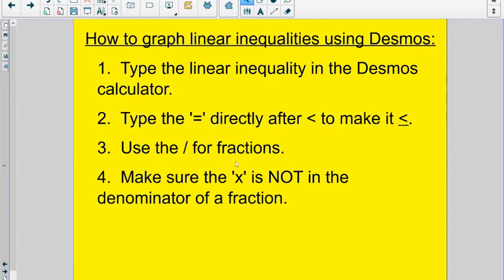Sometimes when you're entering your equations, you'll need to enter in a fraction for the slope, for example. So just make sure to use the slash for fractions. Desmos will automatically make it look like a fraction. And when you're typing your x after it, if it is the slope, make sure that your x is not in the denominator of the fraction. So make sure you either press the right arrow key or click at the end to move the little blinking cursor out of the denominator.